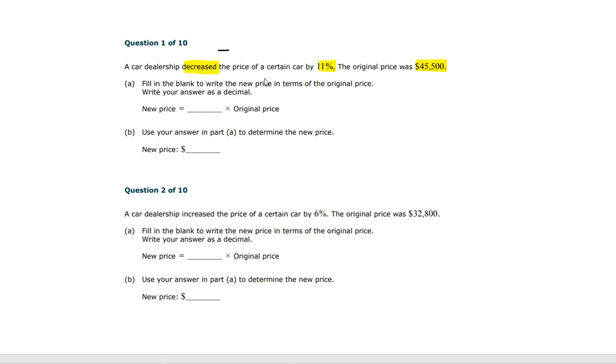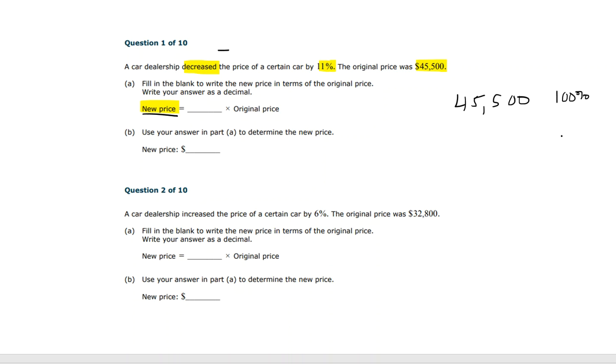Now let's go to steps A and B and take this information that we are given and complete A and B. So for A, it says, fill in the blank to write the new price in terms of the original price. Write your answer as a decimal. Now, we know that the new price is going to be less than the original price. And we know that it's going to be 11% less than the original price.